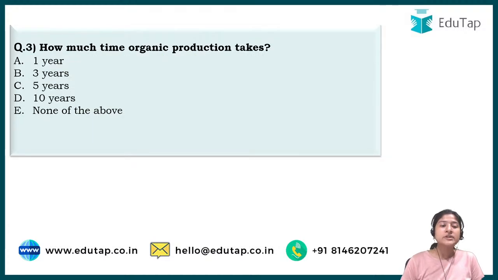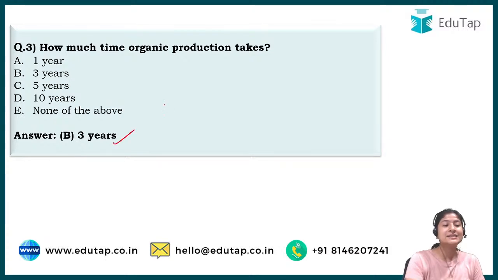Next, how much time does organic production take? What does it mean? Basically, how much time does it take for a particular land to hold the certification of organic land, okay. And the correct answer to this is option number B, that is 3 years. All right, you should know that.